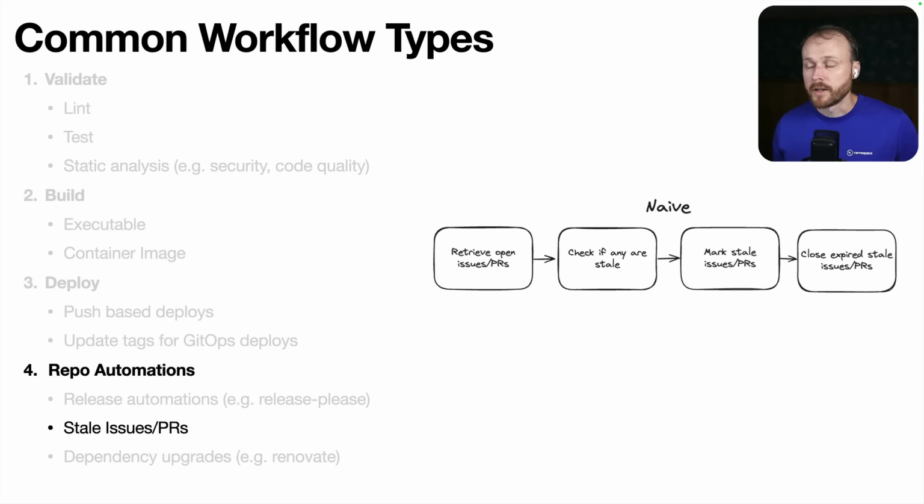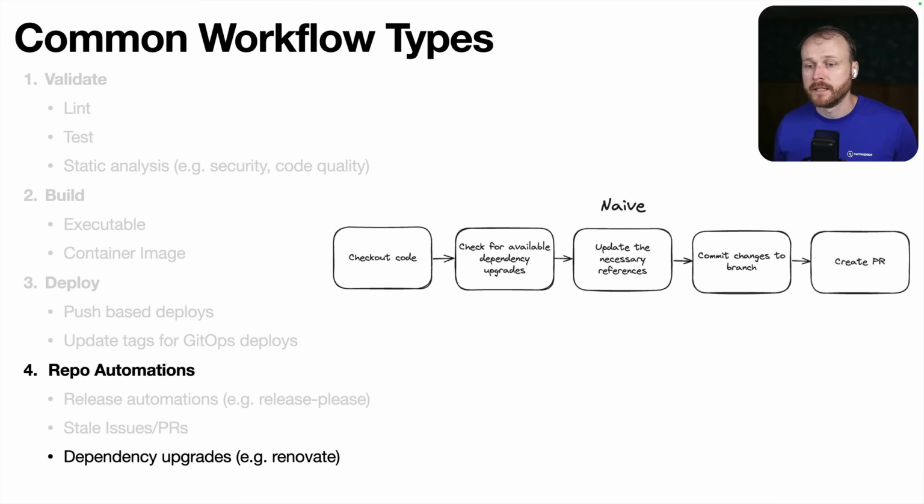Another common repo automation is to determine if there are any stale issues or PRs on the repo. And so for this, you would want to retrieve all the issues and PRs, check if any are stale. If they are, mark them as such, and then finally, close any that have been stale for too long. This is another one where there's a public marketplace action that can handle almost all of this very quickly, and we'll do so in the Capstone project.